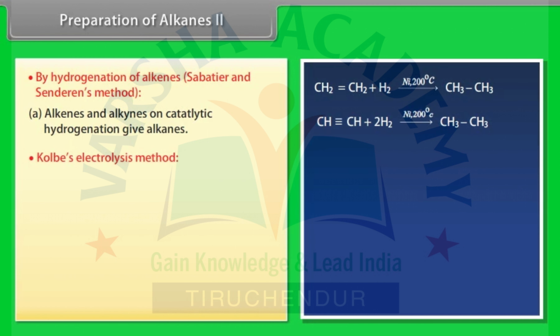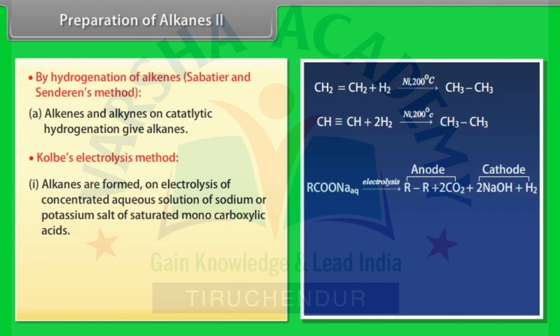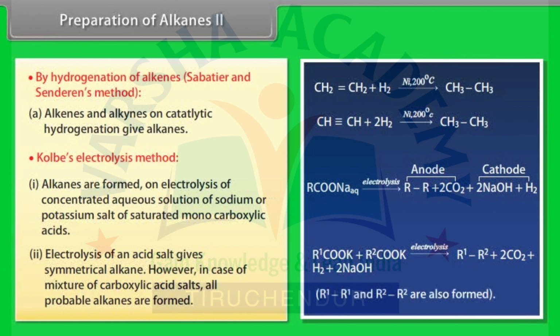Kolbe's electrolysis method. Alkanes are formed on electrolysis of a concentrated aqueous solution of the sodium or potassium salt of saturated monocarboxylic acids. Electrolysis of a single acid salt gives a symmetrical alkane. However, in the case of a mixture of carboxylic acid salts, all probable alkanes are formed.